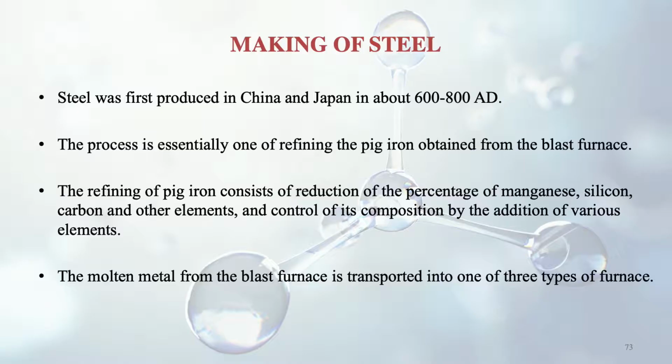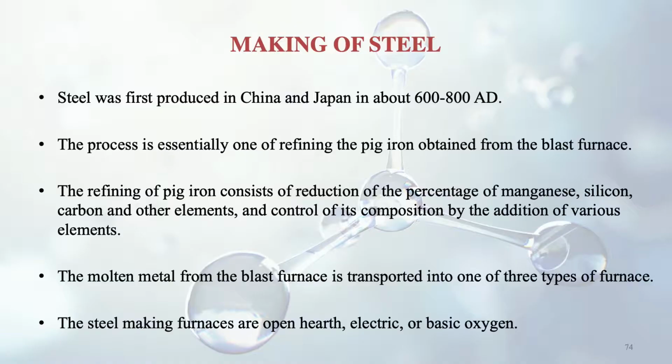The molten metal from the blast furnace is transported into one of 3 types of furnace. Again, for steel making there is another kind of furnace. So molten metal from the blast furnace is taken up and transported into one of those. The steel making furnaces are known as the open hearth, electric and the basic oxygen furnace. So the first one is the open hearth furnace.